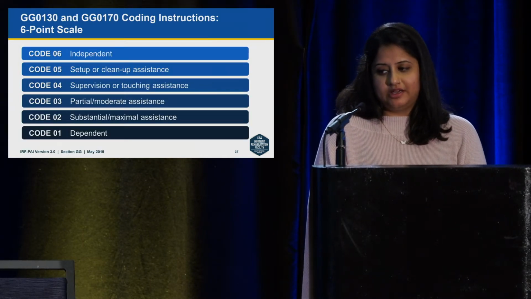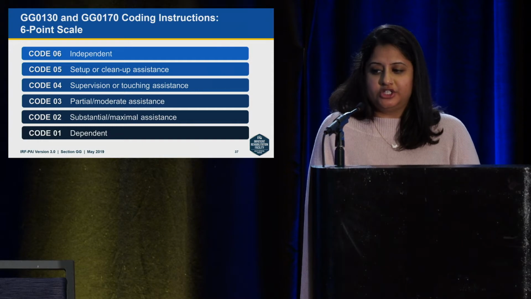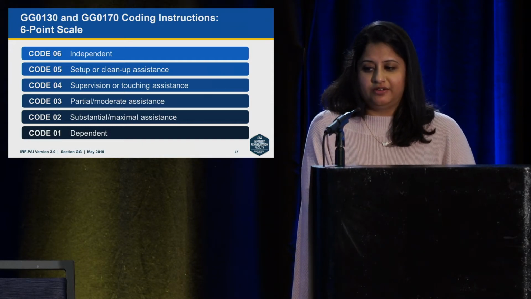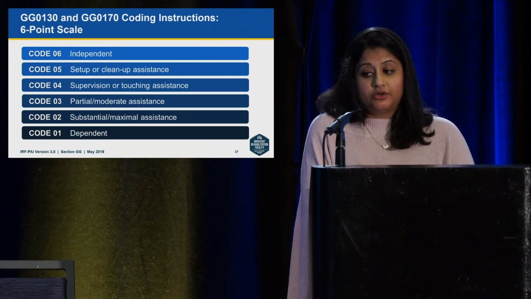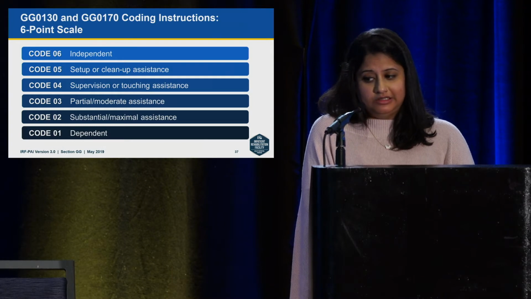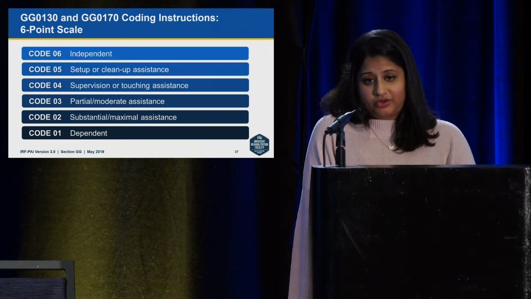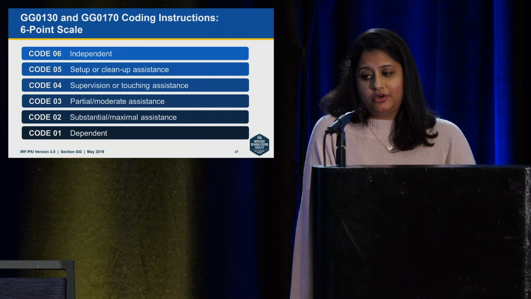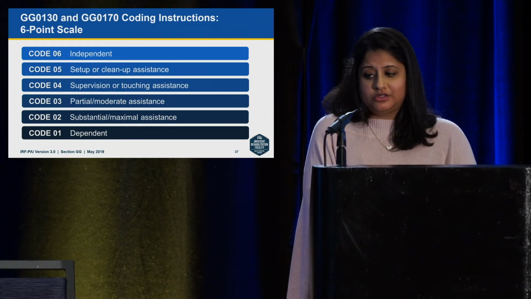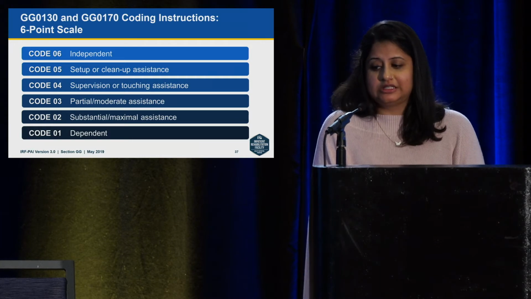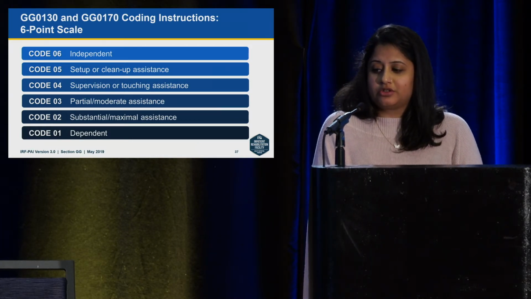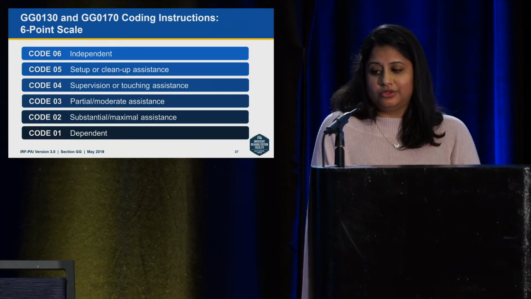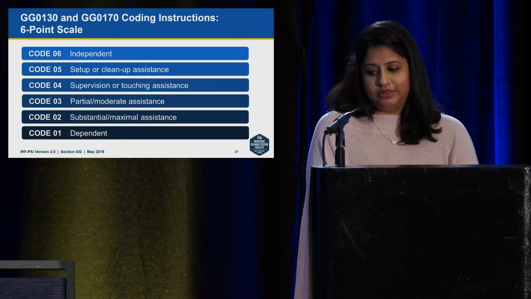So the 6-point scale, this is what we use for GG0130 and GG0170 for coding. Code 06 indicates independent, and this could be again with or without a device. Code 05 is setup or cleanup assistance. Code 04, supervision or touching assistance. Code 03 is partial or moderate assistance. Code 02 being substantial or maximal assistance, and Code 01 being dependent.